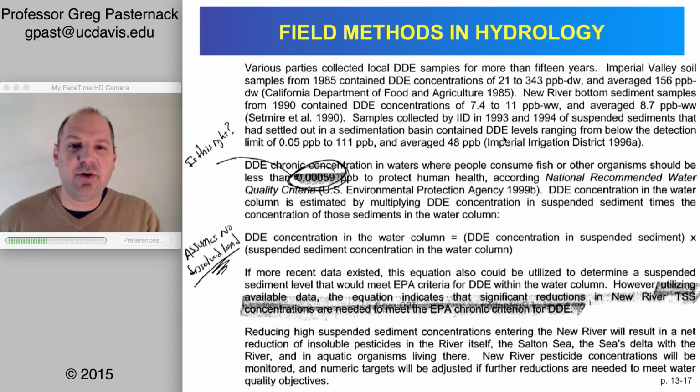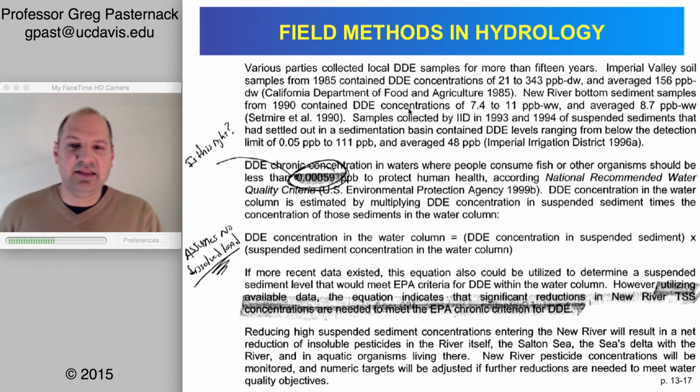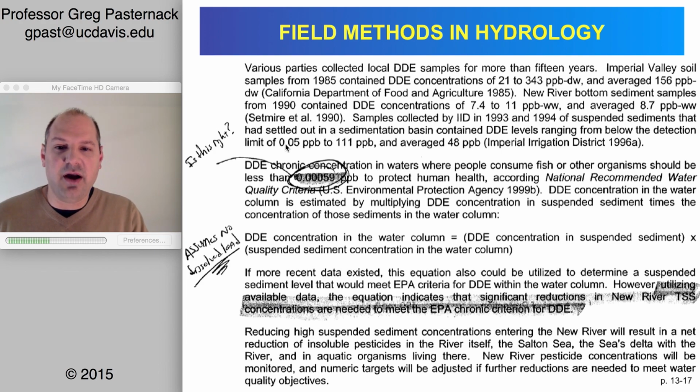Here's going a step further beyond sediment and looking at a chemical compound like DDE. So Imperial Valley soil samples contain DDE of 21 to 343 parts per billion. The New River bottom sediment samples from 1990 were 7.4 to 11. The Imperial Irrigation District had samples that were from below what they could detect, at 0.05 parts per billion, to 111 parts per billion, and averaged 48. So that's 0.05 to 111 or 343.